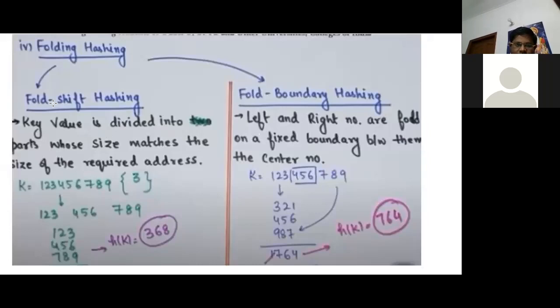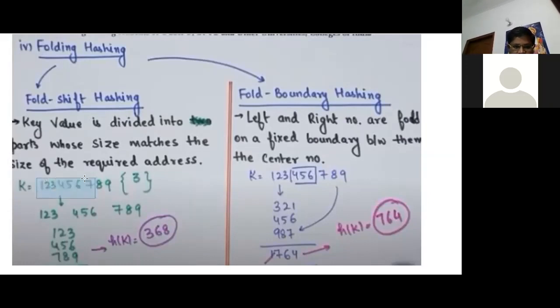So first, see what fold shift hashing is. In this type of hashing, the key value is divided into parts whose size matches the size of the required address. So what does it mean? You have been given a key value and the size of the required address, and you have to map that key value to that required address. But how will you do this? Let's take an example again.